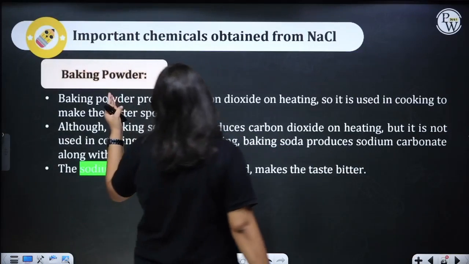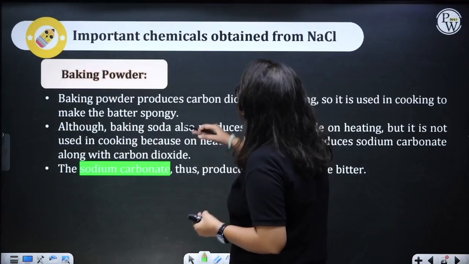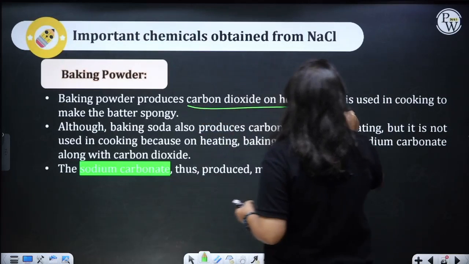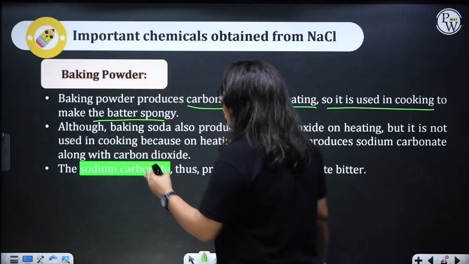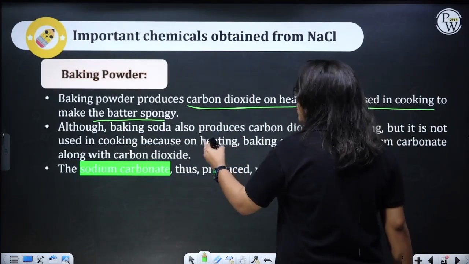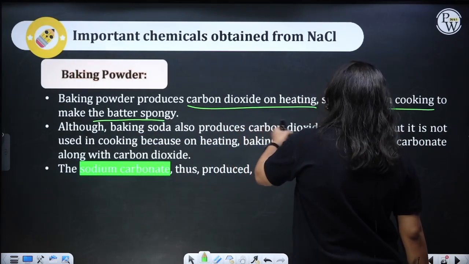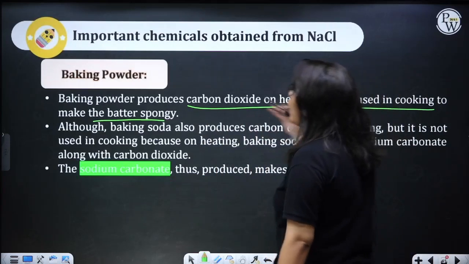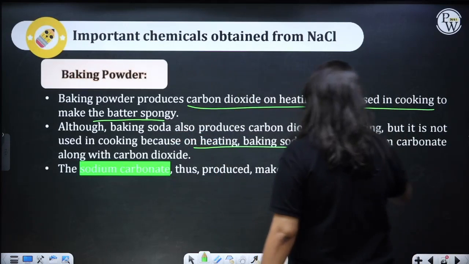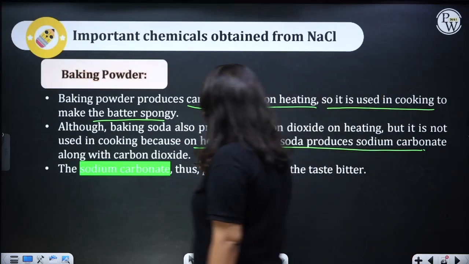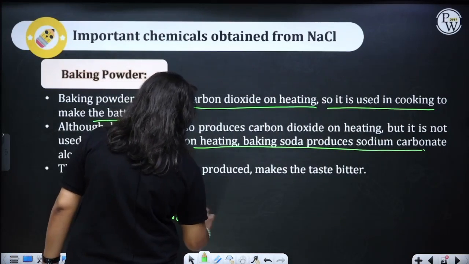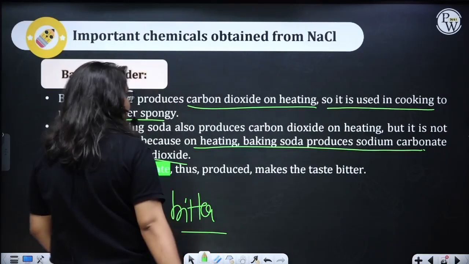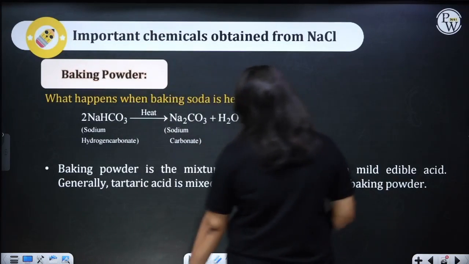Now what is baking powder? Baking powder produces carbon dioxide on heating. So it is used in cooking to make the batter spongy. Although baking soda also produces carbon dioxide on heating, it is not used alone in cooking because the heating and baking produces sodium carbonate, and it is this sodium carbonate which is bitter to taste.